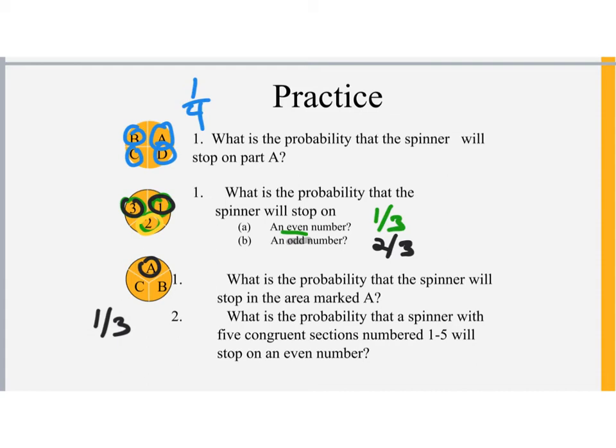We can sketch it to help. I've sketched my spinner with 5 equal parts. Now I want to know the odds of landing on an even number, so I'm going to identify all the evens. The even numbers in here are 2 and 4.